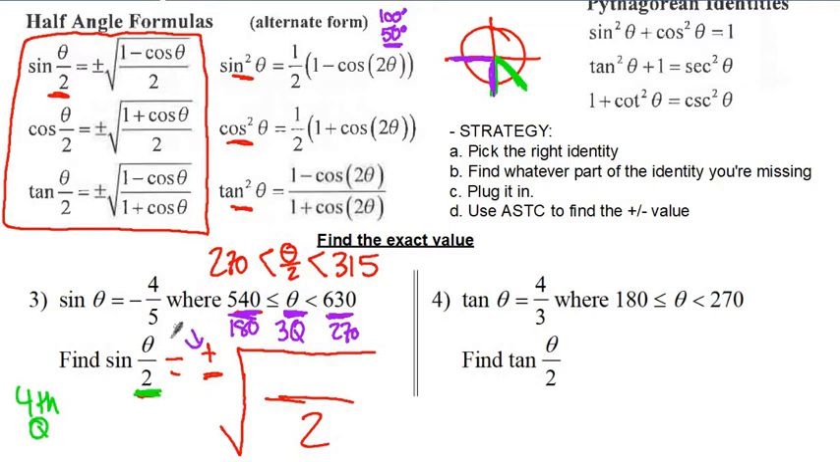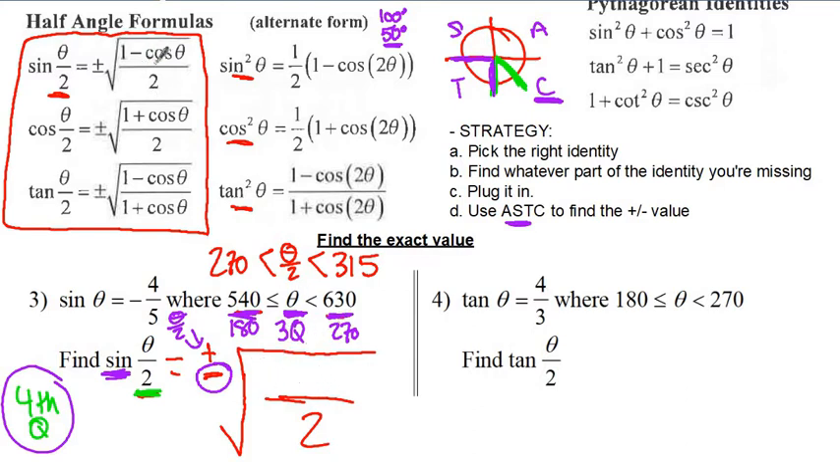This plus or minus right here refers to where theta over 2 is. We said that we're in the fourth quadrant. What is sine in the fourth quadrant? Okay, and that's this part right here. Use ASTC. We have to do this twice. If we're in the fourth quadrant, cosine is positive, but that means sine is negative. So we're going to have a negative in front of the square root.